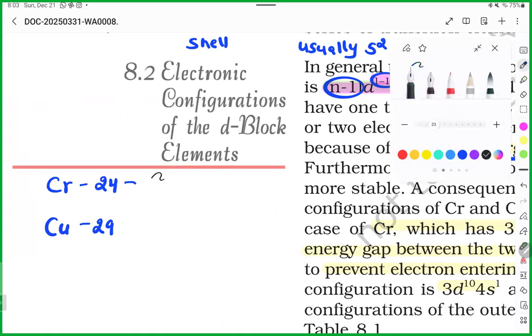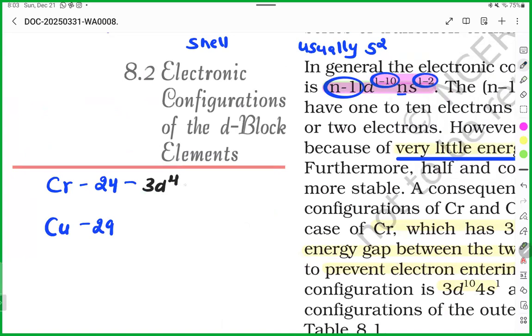Logically, it should be 3d4, 4s2. But because half-filled is more stable, what you actually do in this situation is write 3d5, 4s1. Correct? Same here, 3d10, 4s1. So s could be 1 or 2. Yes or no, guys? Any doubt?